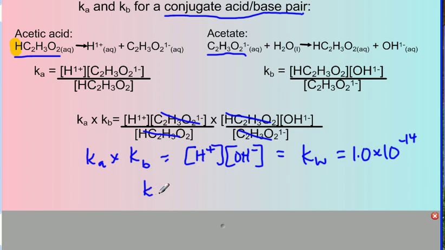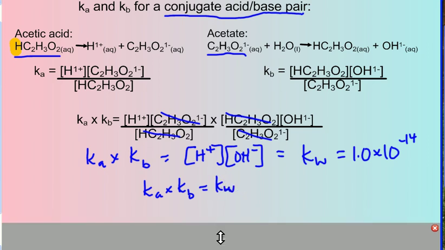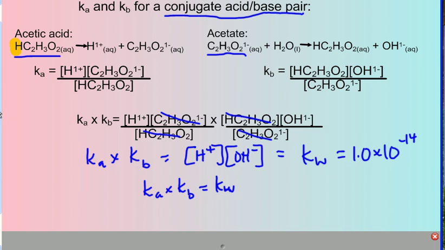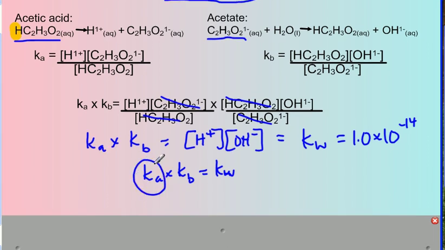And so that means we can use this expression, Ka times Kb equals Kw, to help us find a Ka or Kb value. So for instance, if we knew the Ka value for acetic acid, which we could look up, we always know what Kw is. We could find the base ionization constant for acetate, the conjugate base of acetic acid, using this equation. So it can be a very useful relationship to understand. Hopefully it will be useful to you in your calculations.